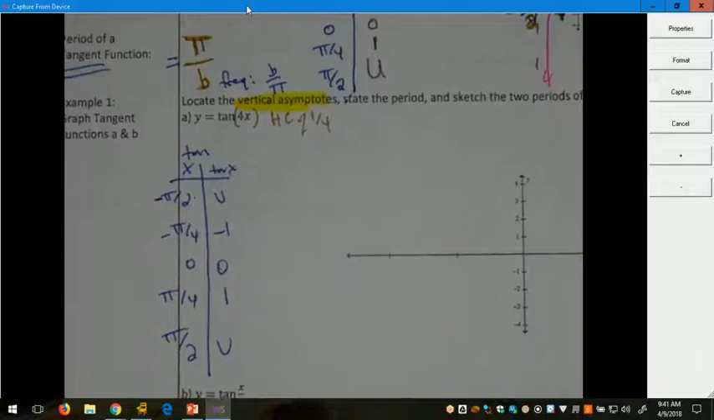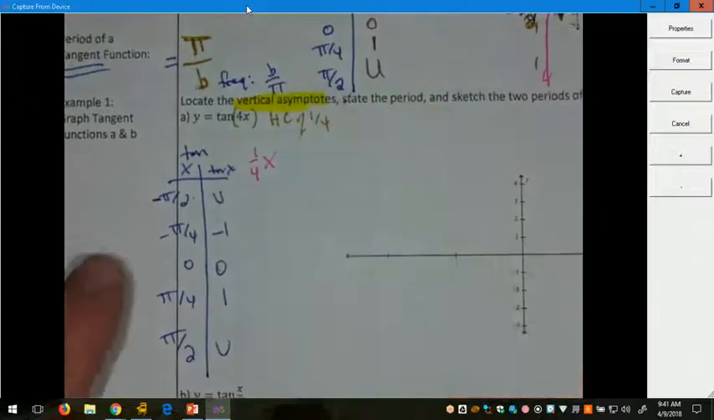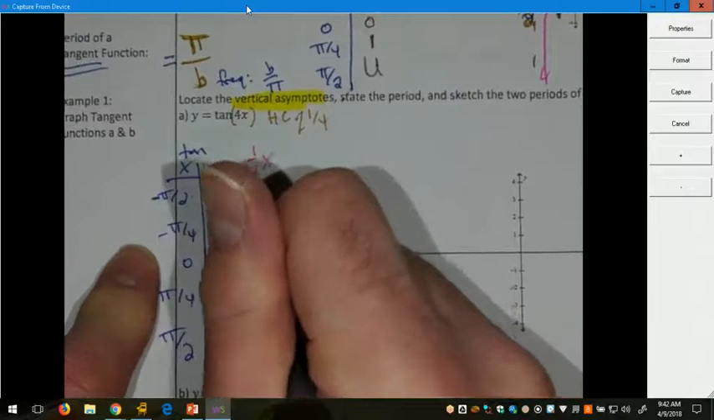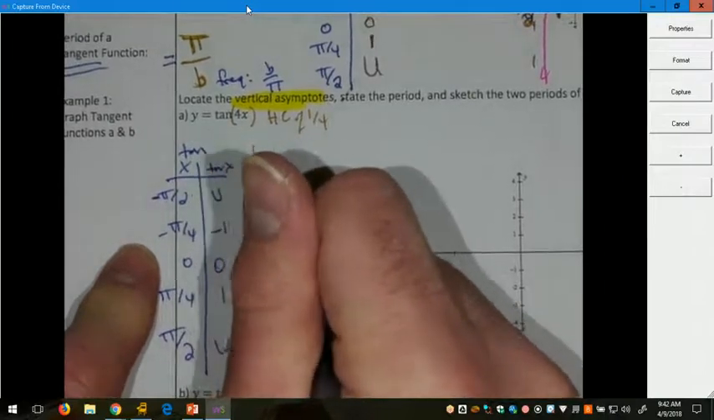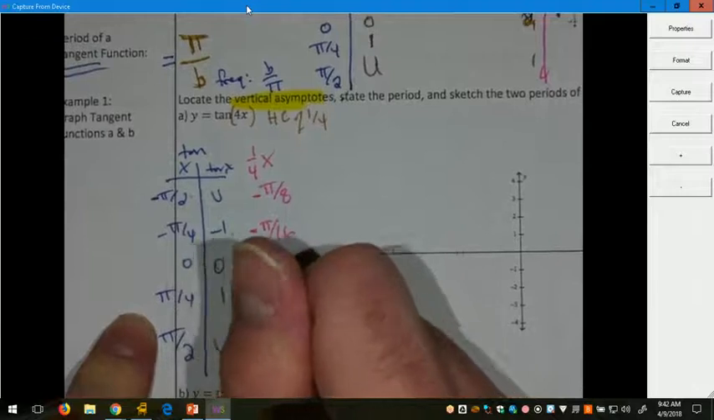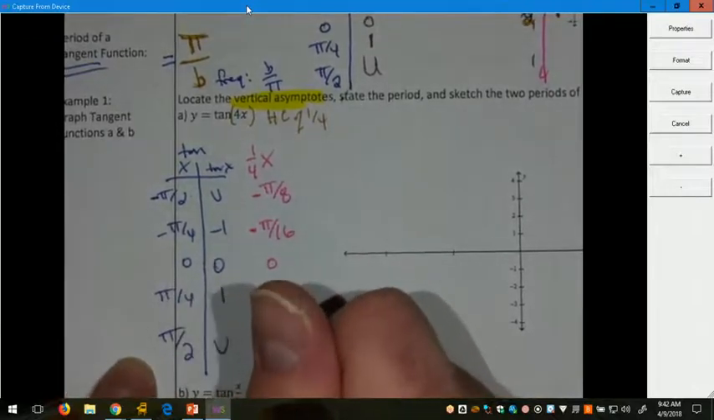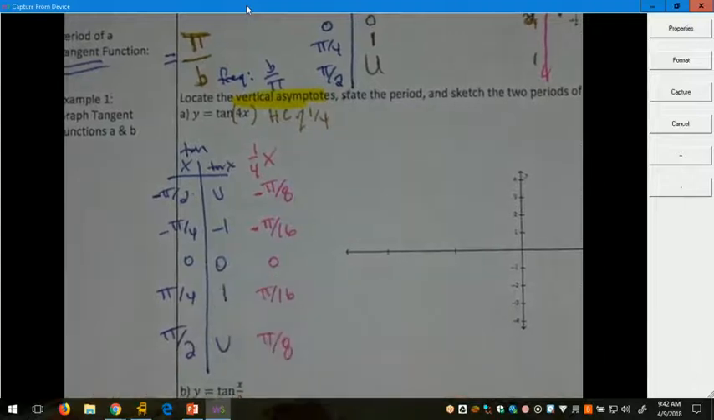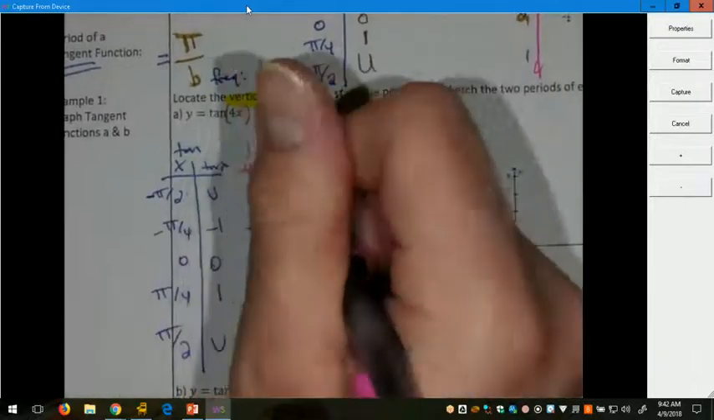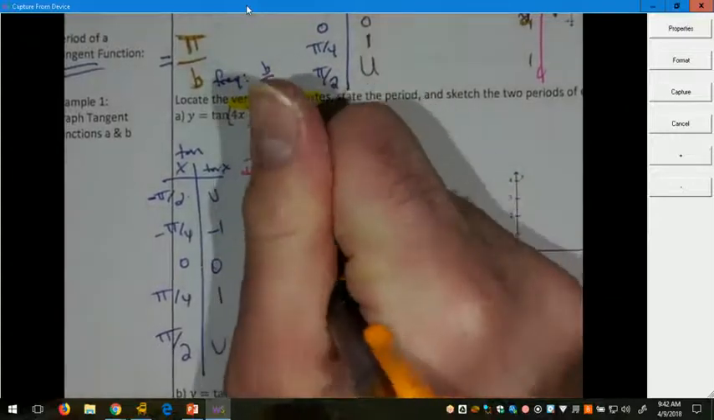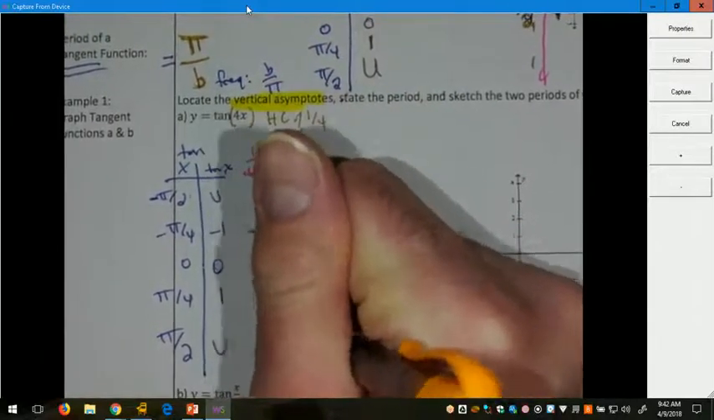We are supposed to take this and multiply the x-coordinate times 1/4. That's going to make this negative pi over 8, negative pi over 16, 0, pi over 16, and pi over 8 for my x-coordinates. When I go to graph it, I'm going to want to see them evenly spaced, so I'm actually going to convert these all to 16ths. It'll just make it a little easier.